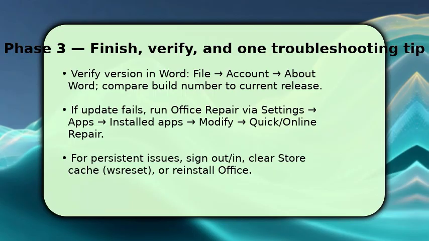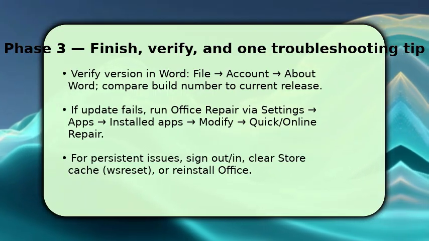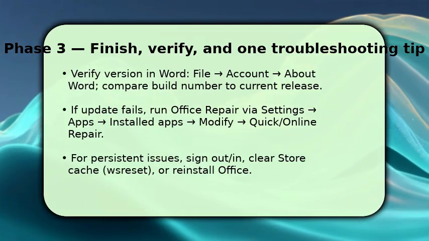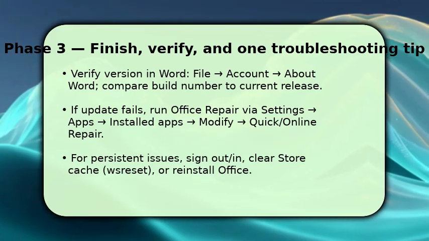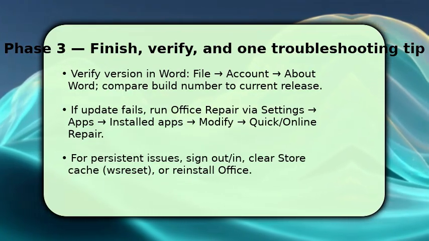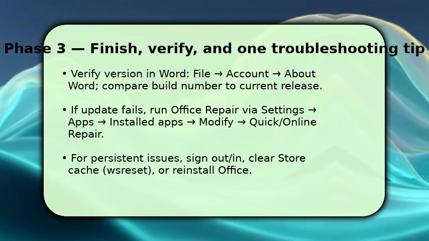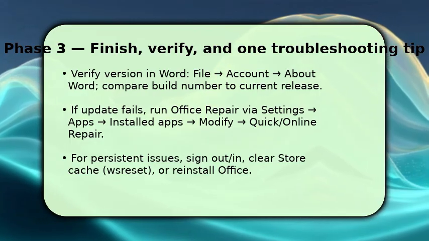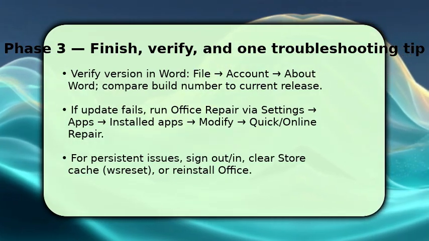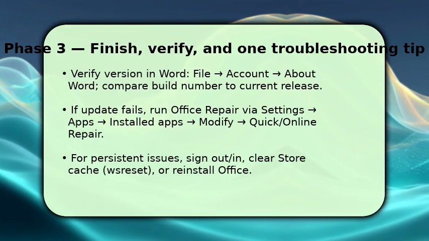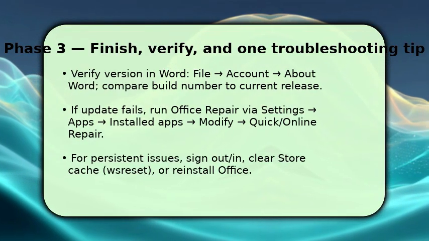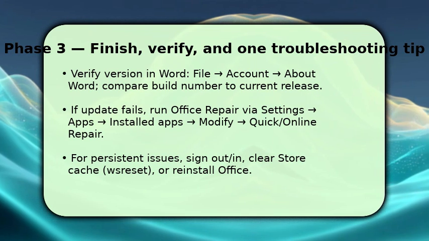If the update failed, run Settings → Apps → Office → Modify and choose Quick or Online Repair. This repairs corrupted components. Once done, make sure to restart, and if problems persist, sign out and back into your Microsoft account. Run WSReset to clear the store cache, or reinstall Office to restore a clean updater state.